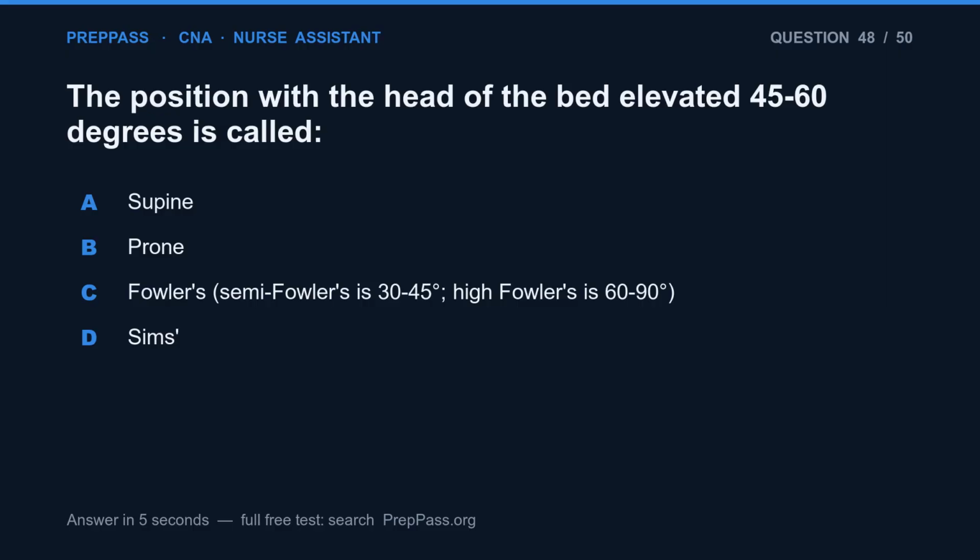Question 48. The position with the head of the bed elevated 45 to 60 degrees is called A. Supine, B. Prone, C. Fowler's. Semi-Fowler's is 30 to 45 degrees, high Fowler's is 60 to 90 degrees. D. Is Sims.